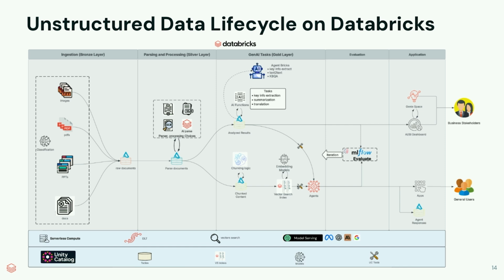Again, at the bottom, these two layers, I mentioned the foundation, like the serverless compute with those tools for data engineering, as well as Unity Catalog, where we govern all kinds of assets other than just tables and data. We also govern indexes, models, agents, and the tools for the agents. I hope this overall architecture diagram gives you a good picture of what the unstructured data lifecycle is, from ingestion all the way to the application.